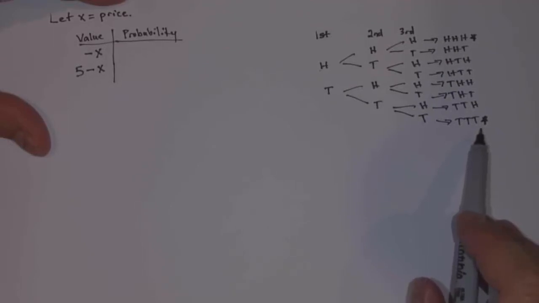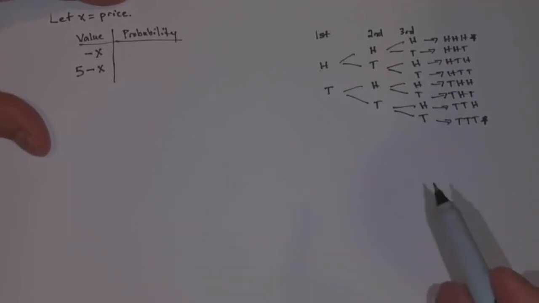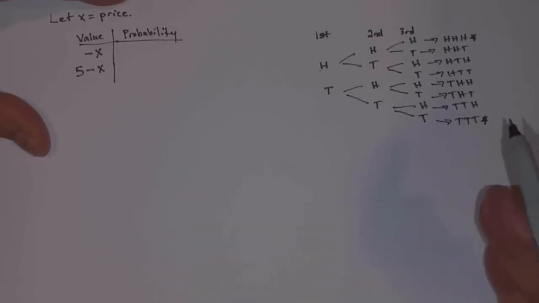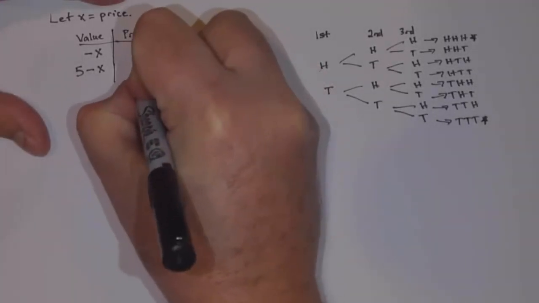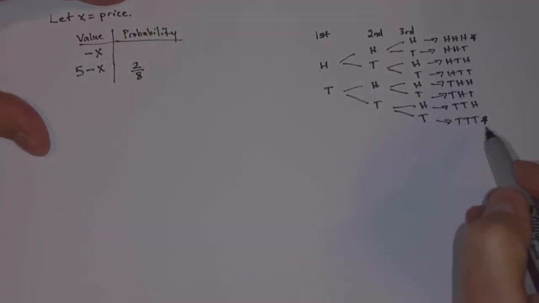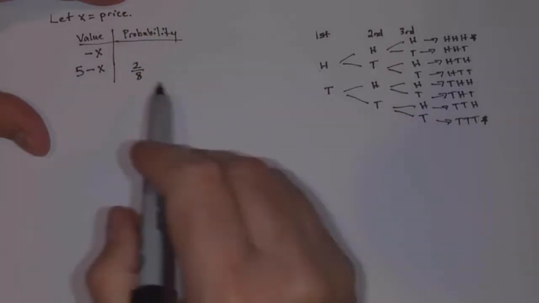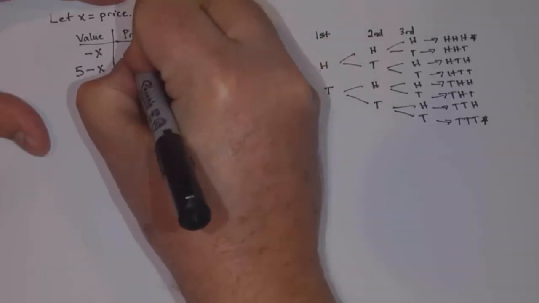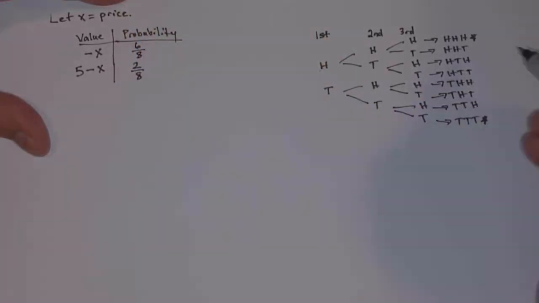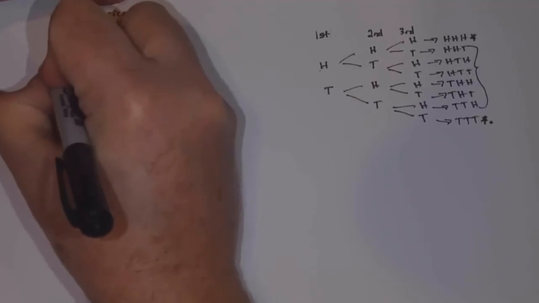So the probability of getting all heads or all tails, the probability of winning the $5, in other words, would be 2 out of the 8 possibilities. The probability of losing our X dollars will be the other 6 out of 8. So any of these would be losing. These two would be winning. So again, this was losing right here, and this would be winning.